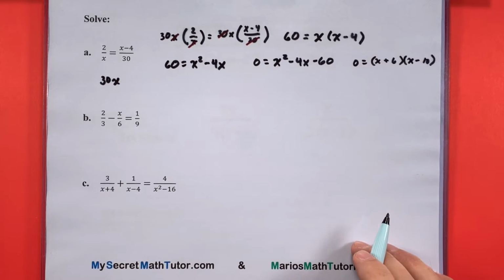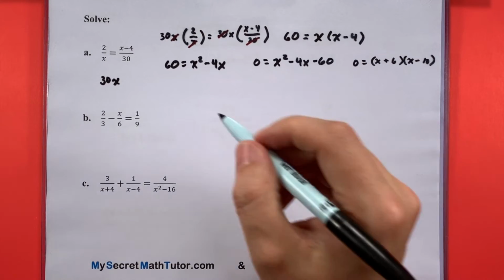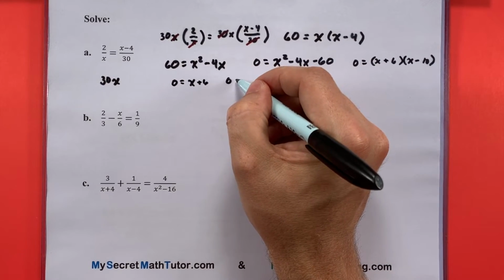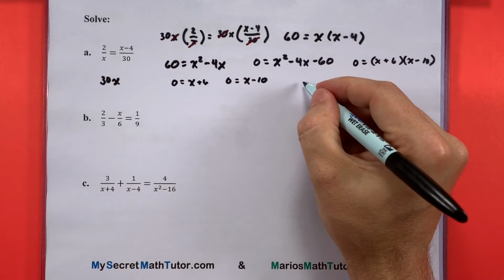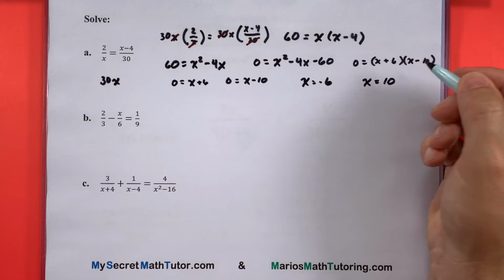So this will give us two different factors. Each of these could be equal to 0. x plus 6 equals 0, or x minus 10 equals 0. This will give us two different solutions. Either x could equal negative 6, or x could equal positive 10.